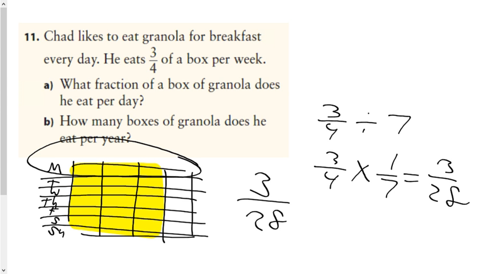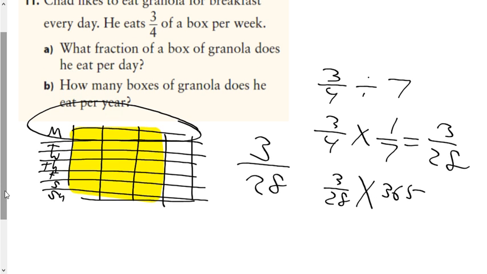How many boxes of granola does he eat per year? You can do it one of two ways. You can take your 3/28 of a box, which is 1 day, and you can multiply it by 365. Or, alternatively, you can take 3/4 of a box and multiply it by what number? 52. Because there's 52 weeks in the year. Either way you do that, you're going to get the same answer, right?